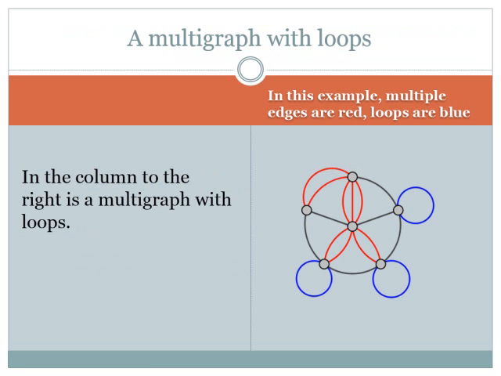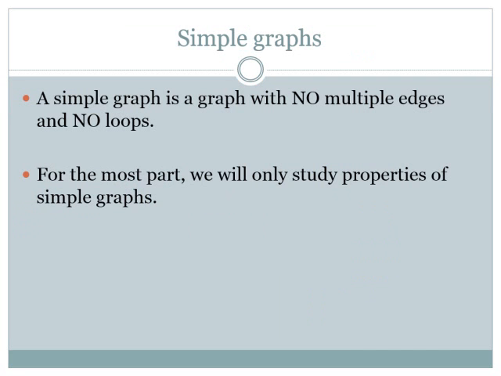So in the example on the right-hand column, we have both multiple edges and loops. The multiple edges are colored red, and the loops are colored blue for clarity. But for the most part, we will be studying simple graphs, and simple graphs do not allow multiple edges, nor do they allow loops.